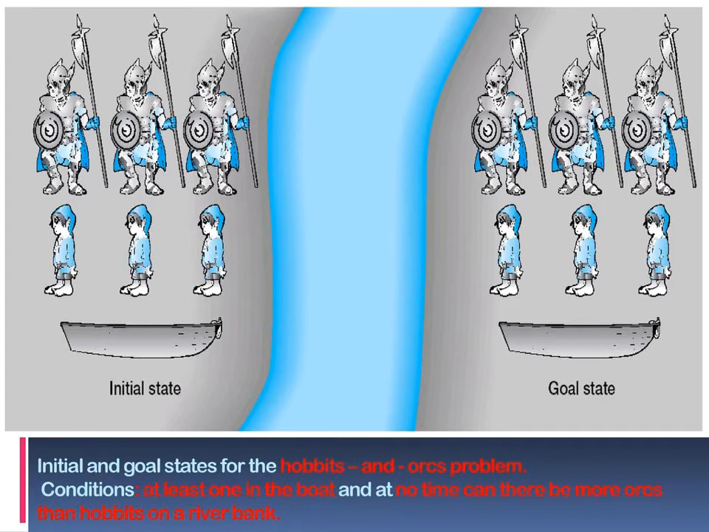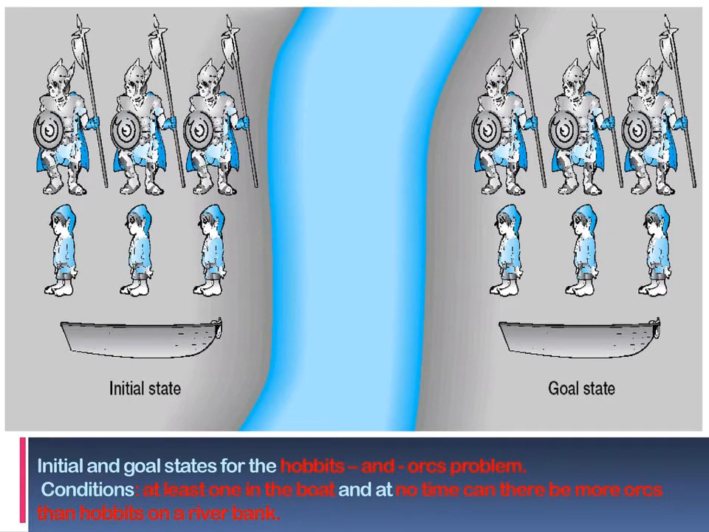Three hobbits and three orcs arrive at a river bank, and they all want to cross to the other side. Fortunately, there is a boat available, but unfortunately, it can carry only two creatures at a time. What really makes the situation complicated is that the orcs are vicious creatures. Take note, they are vicious creatures. Whenever there are more orcs than hobbits on one side of the river, the orcs will immediately attack the hobbits and eat them up. So that's the problem.